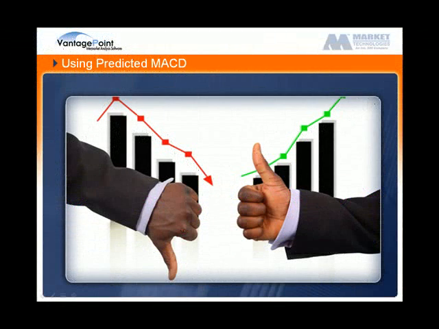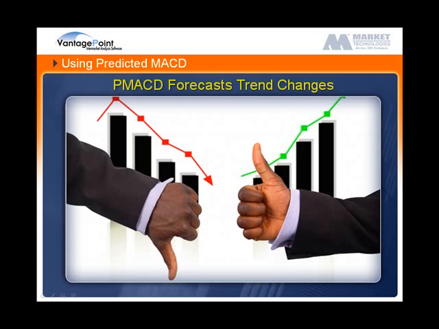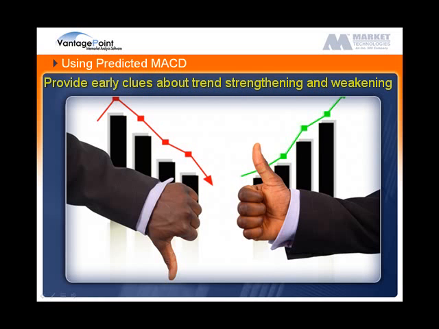Now let's review some of the key features of the predicted MACD indicator. First and most important, it forecasts trend changes and corroborates what you see with other indicators by using moving averages in a different way. Monitoring the action of these two lines, that is the predicted MACD line and the trigger line, relative to each other, and the angle of those lines provide early clues about trend strengthening or weakening.